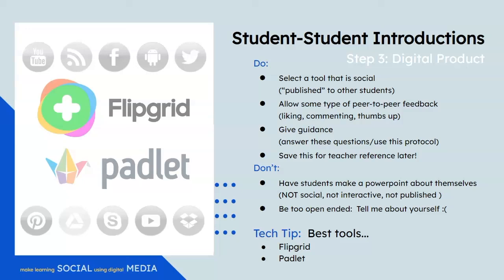Also, be sure to give some guidance. Don't just say, tell me something interesting about yourself. Maybe borrow some of those questions from your Google form, like what's your favorite TV show, or do you like math class, and give them questions to answer in this type of assignment. Flipgrid records their face. Padlet, they can put a picture on there as well, so this is a great cheat sheet for you as you learn their names, and you'll have that data all year.